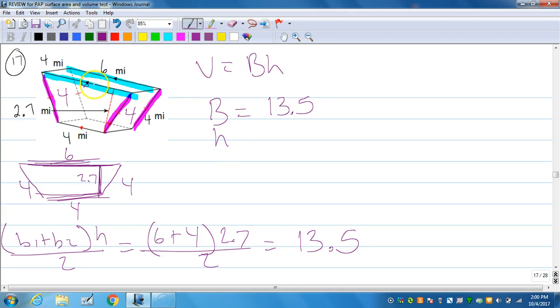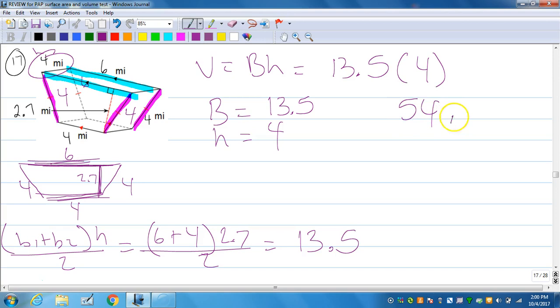How tall is this box when you lay it down? 4, that is h. So then we multiply b times h, which is 13.5 times 4, and it gives us 54. Of course, this would be miles to the third power, because the volume is always to the third power.